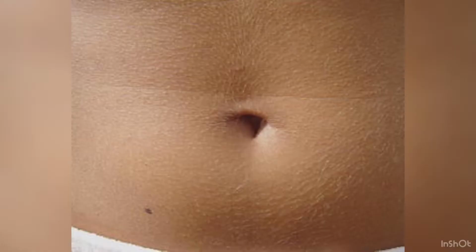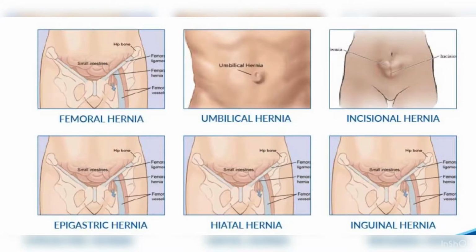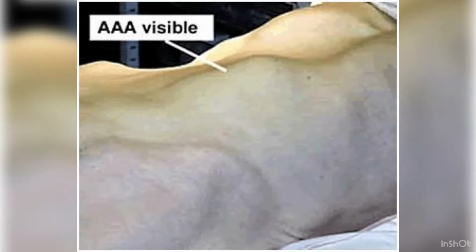Observe the contour of the umbilicus to look for signs of inflammation or hernia, or peristalsis or aortic pulsations visible in the epigastrium.